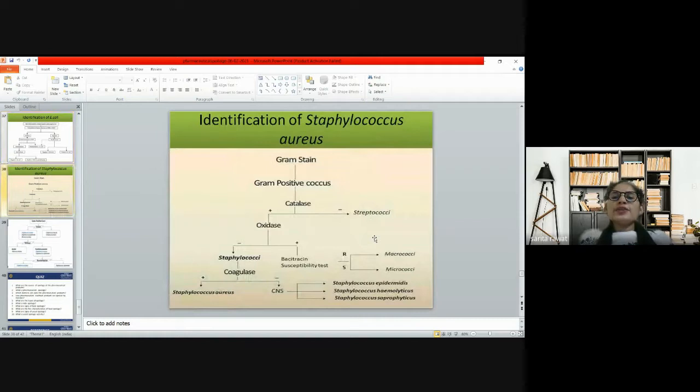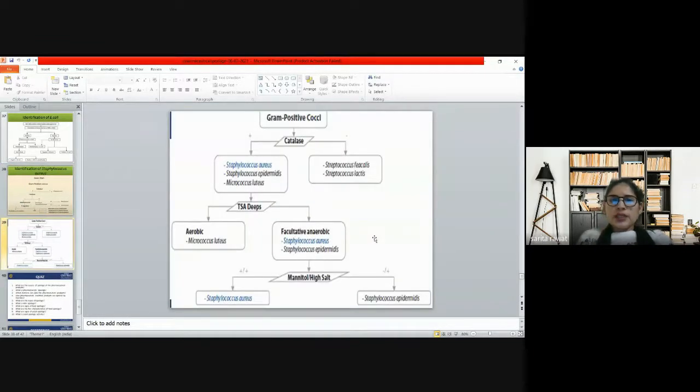Now, identification of Staphylococcus aureus. Gram stain, gram-positive cocci, catalase, with the oxidase and streptococci. So, this is the whole process. For the gram-positive cocci, we have catalase, then we have Staphylococcus aureus. Then we have to perform this test.